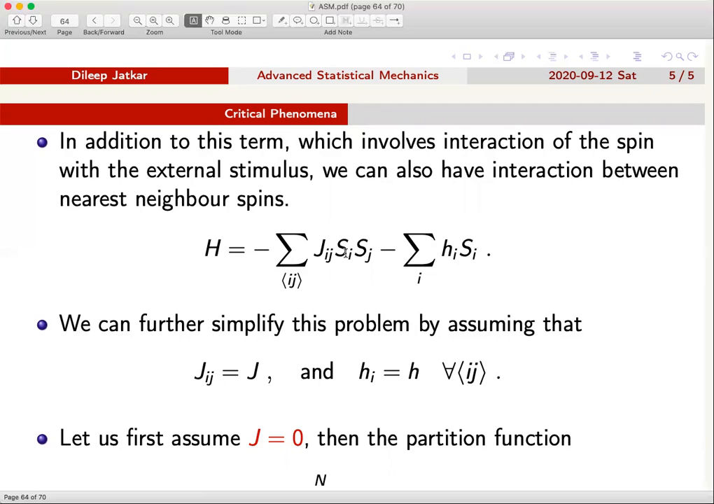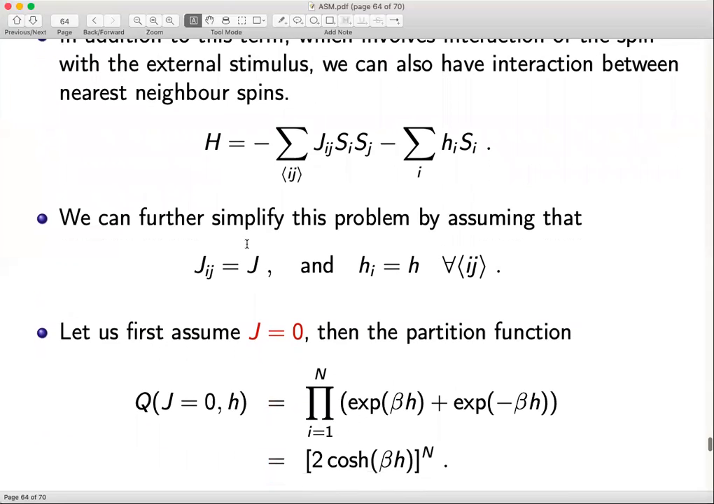But I should caution you that that does not mean that people have not studied models beyond nearest neighbor interactions. People have studied models with nearest neighbor and next nearest neighbor interaction as well. In fact, in certain special cases, some of these models are exactly soluble also.